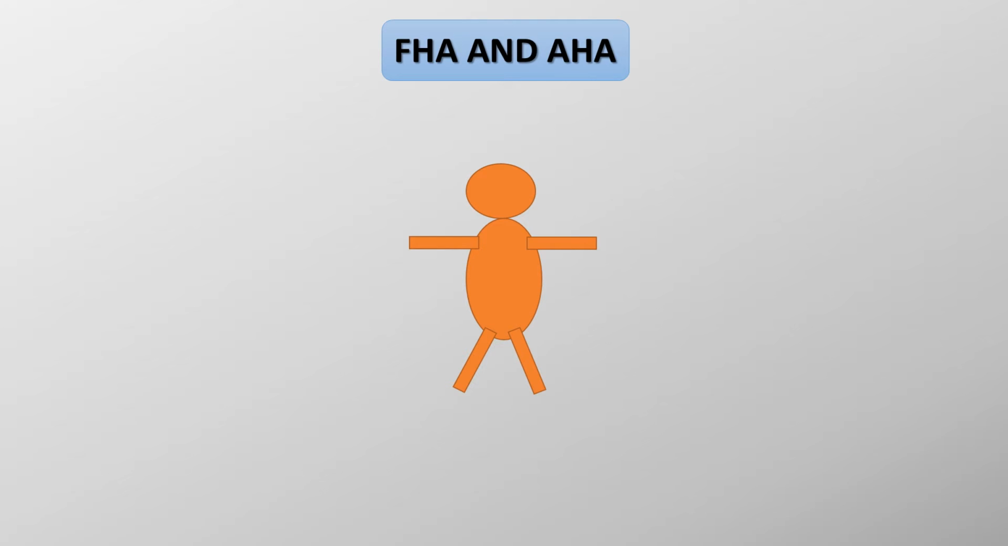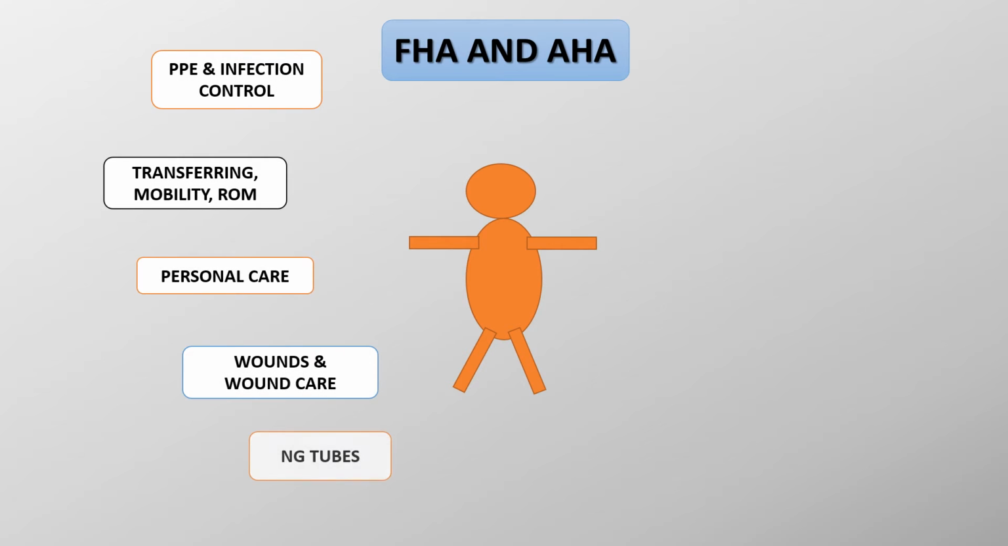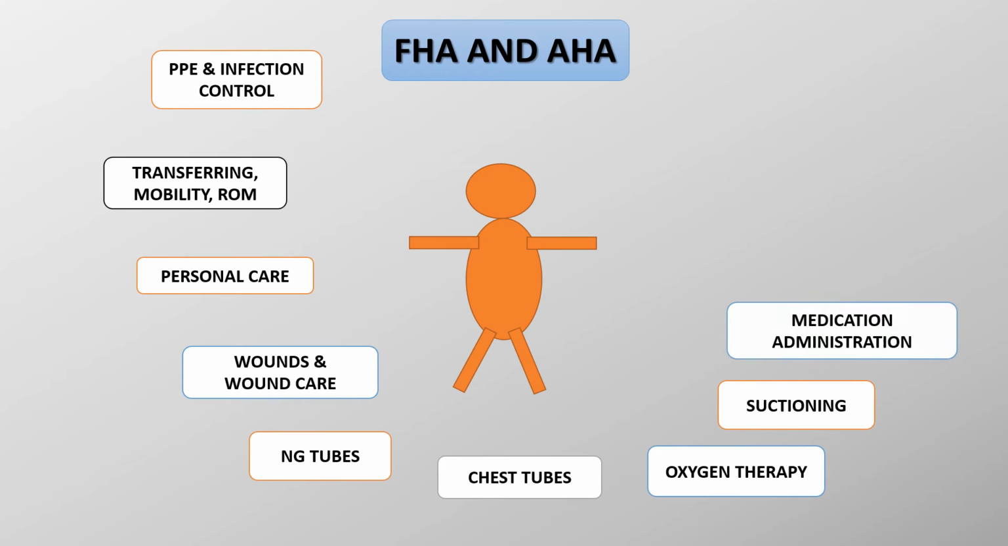For example, thinking about concepts that you've taken and then looking at what the skills were and the theory that underlay these. For example, in Fundamental Healing Arts, you covered PPE, transferring and mobility, personal care, wounds and wound care. In AHA, you covered nasogastric tubes, care of the patient with a chest tube, patients with oxygen therapy, suctioning, medication administration, IV therapy, and blood transfusions.